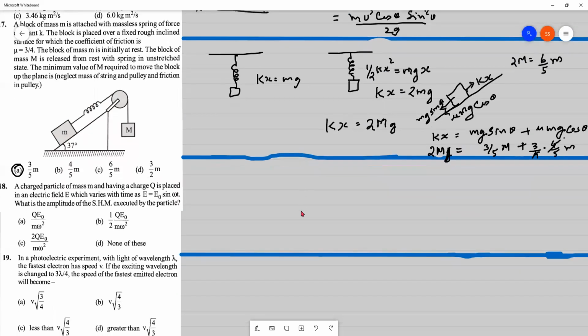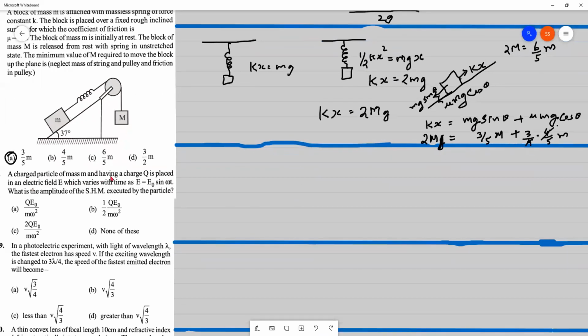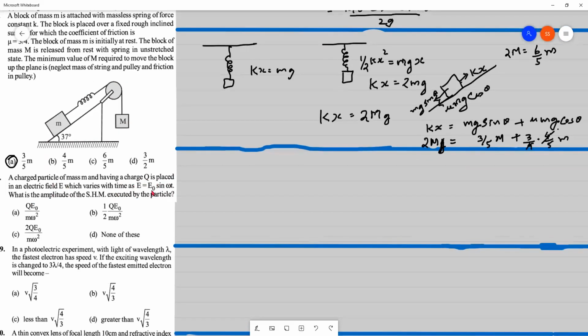So the next question is, a charged particle of mass m and having a charge q is placed in an electric field E which varies as E is equal to E naught sin omega t. What is the amplitude of the simple harmonic motion executed? Now we will see the force acting, that is the restoring force acting on the charge q. Since the direction of the electric field keeps on changing, it depends on sin omega t, which could be positive or negative. So it keeps on changing like this.